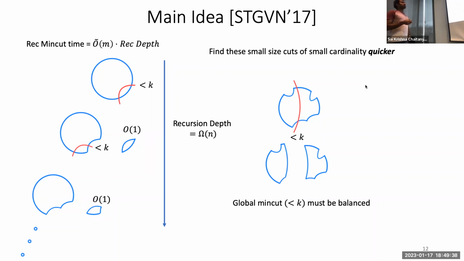Because we have removed all small cuts, whatever cut we get is actually balanced. If not, it contradicts that we have removed all the small cuts. So the global min cut that we apply is actually balanced. And once we get a balanced min cut, the recursion depth will be small, because we are making progress much quicker each and every time, because the balance is good here. So that's the main idea. And this implies smaller recursion depth. And we call these small size cuts of small cardinality as local cuts. And I'll formally define them now.